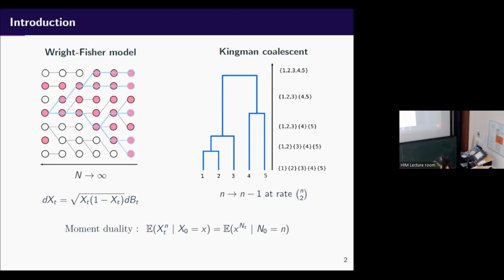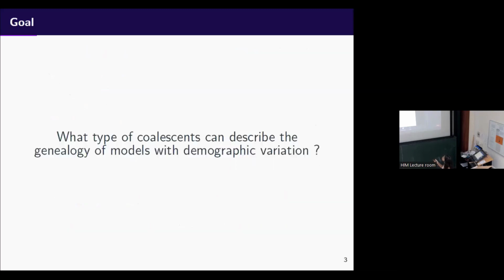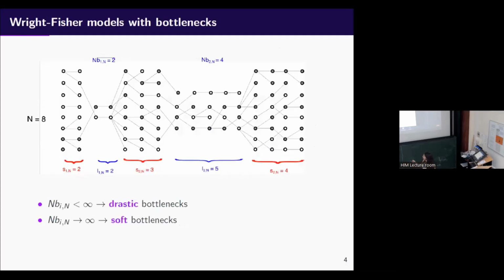So the topic of this talk is to go from this simple Wright-Fisher model to Wright-Fisher models in which there is some demographic variation. In particular, we are interested in demographic bottlenecks. So what is a demographic bottleneck? Imagine we have our population of constant size, and sometimes there's some catastrophe or some bad season or whatever, and the population size drops and becomes really small. So this is a bottleneck.